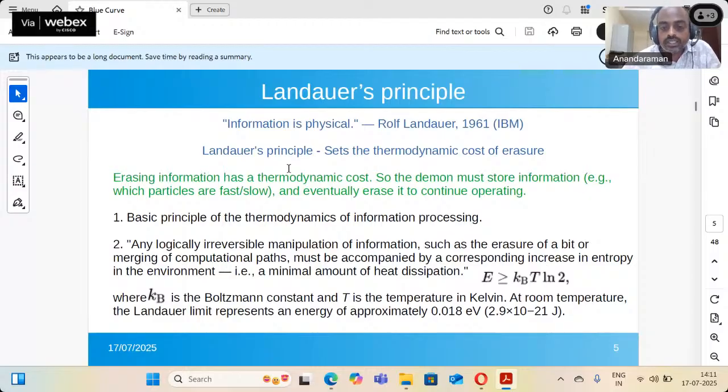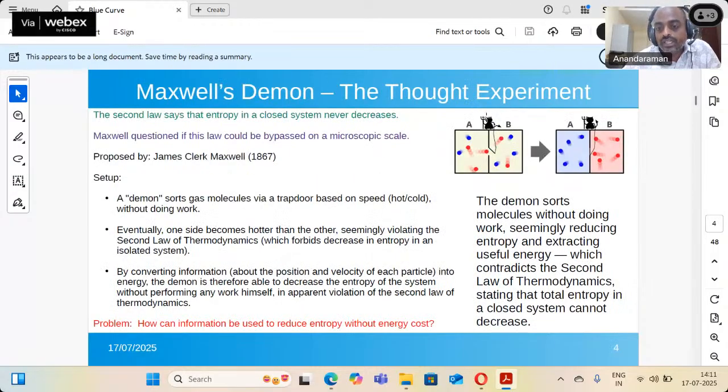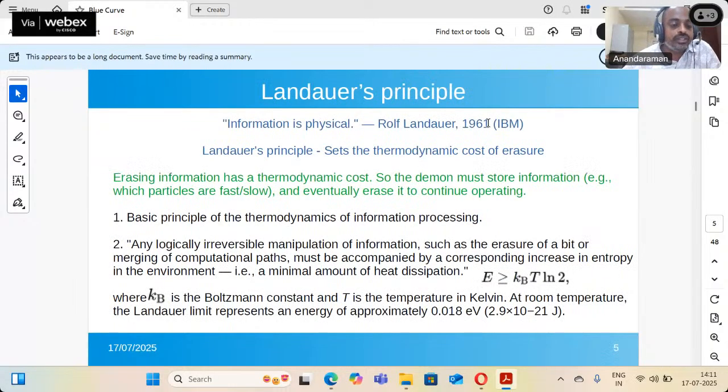So what he is telling is this demon might have the information of which is a hot atom and which is a cold atom, and then for the next atom it is erasing that information, and again after sorting, it is erasing that n minus 1, then again it goes to n. So it is erasing the information. This erasing of information costs some energy. The demon must store information on which particles are faster or slower, and eventually erase it for continuous operation.